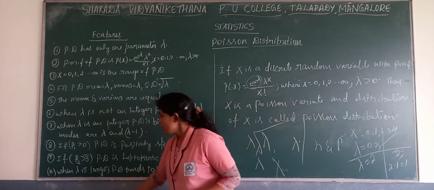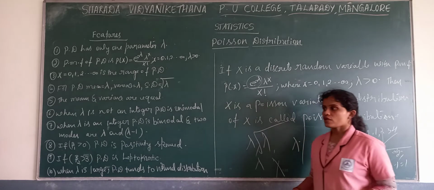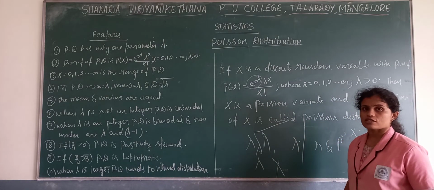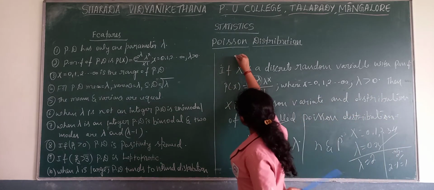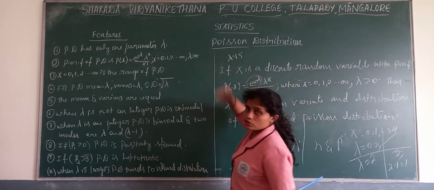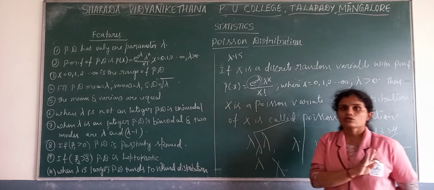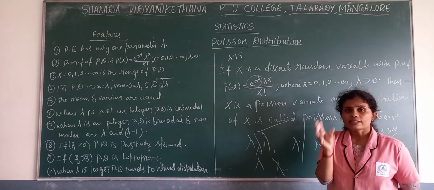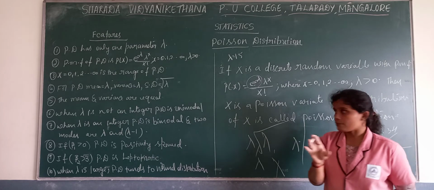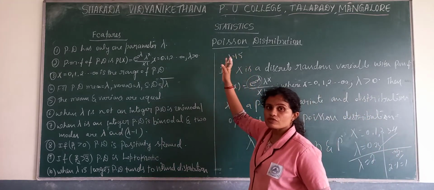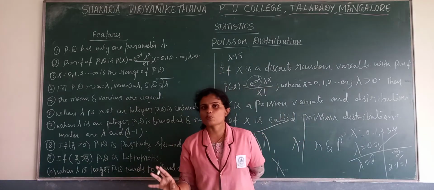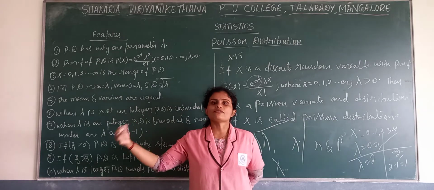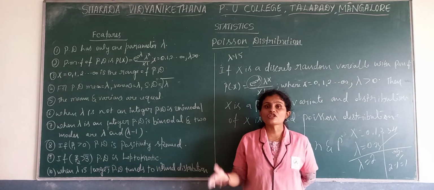Then last one, when lambda is large. For example, lambda is equal to 15. You won't get lambda as 15. You will get 2, 3, 4 or 0.2, the small values as lambda. So, for example, if lambda is 15, we cannot solve such a problem under Poisson distribution. Then we have to solve that under normal distribution.